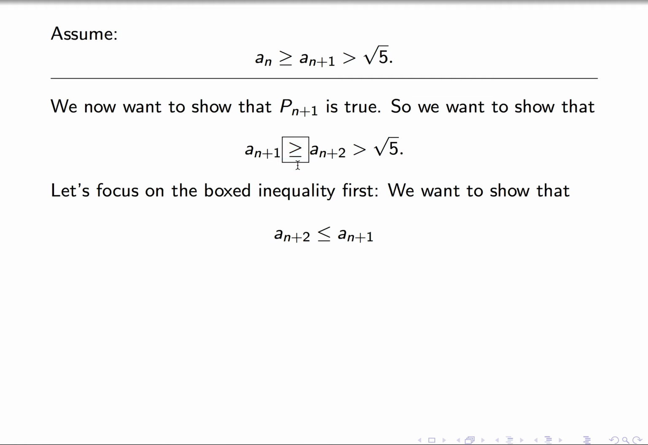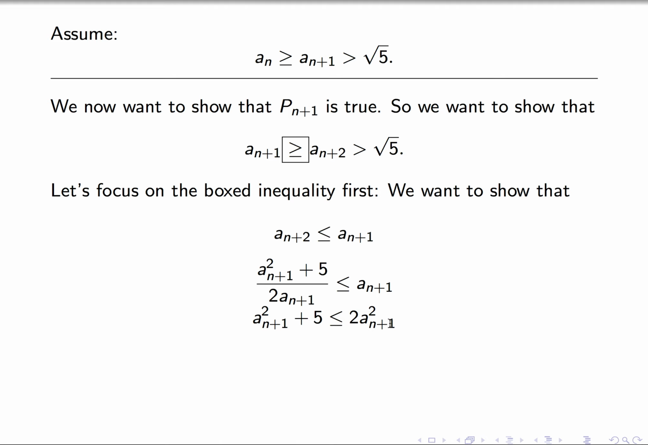Let's focus on that boxed inequality. I've switched it around here because I want to simplify the left-hand side. I want to show that aₙ₊₂ is smaller than the term that came before it. Remember, we have a formula for aₙ₊₂. It's this fraction. That's what I want to show. I've put this under the heading "want to show."